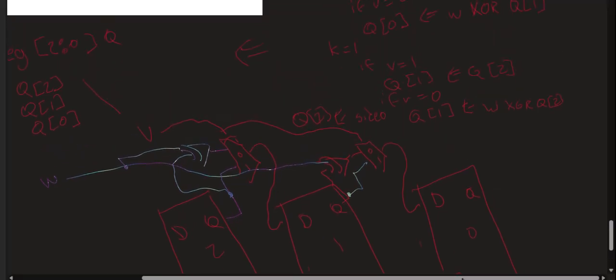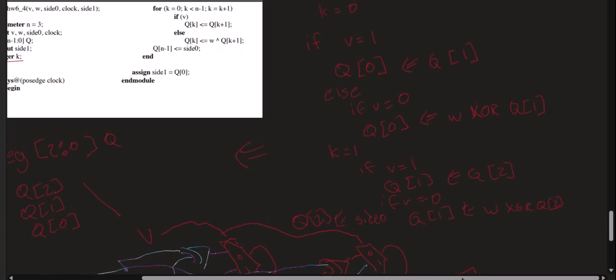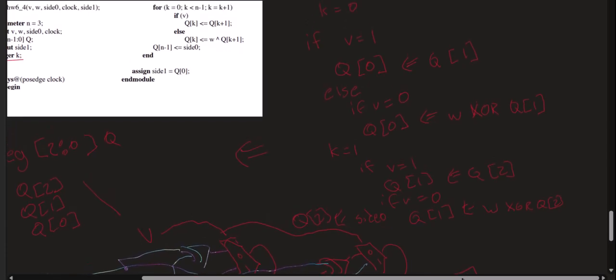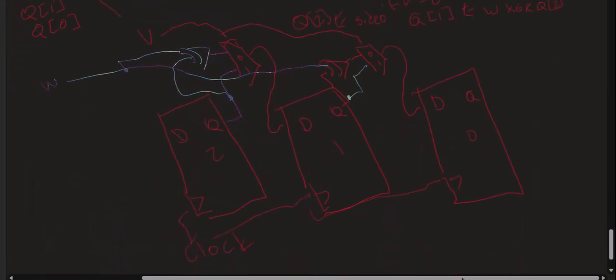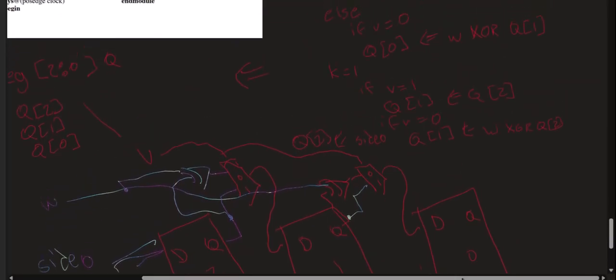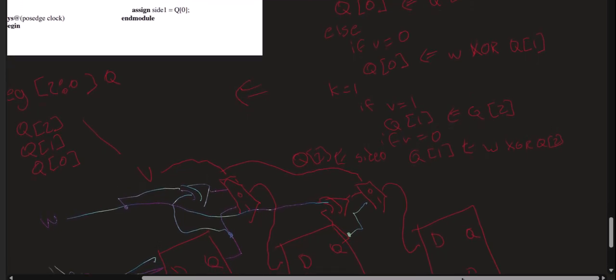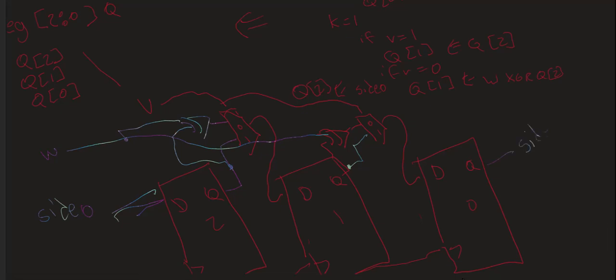Okay, and then it says Q2 becomes equal to side 0. So I just have some other variable over here, side 0, that is going into Q2. And then the last thing, assign side 1 to Q0, just means the output here is going to be side 1.